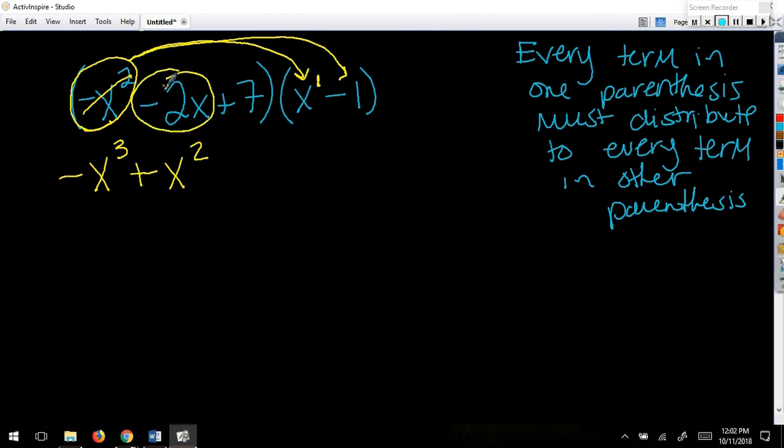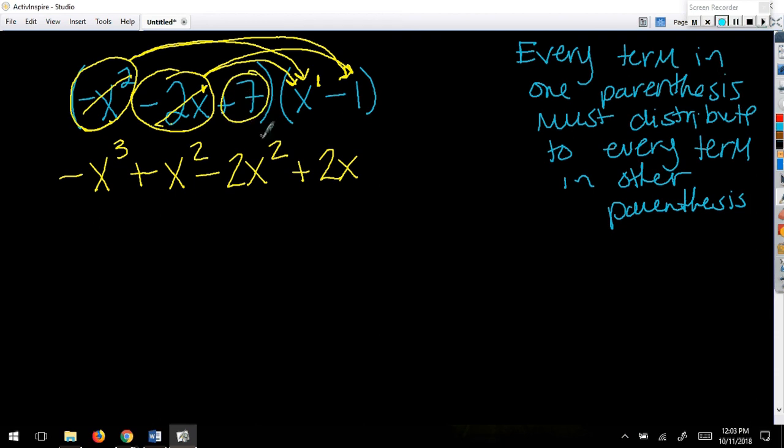Now I can move on to the negative 2x. So negative 2x times x would be negative 2x squared. Again, don't forget that little 1. And a negative times a negative is a positive, so negative 2x times negative 1 would be positive 2x. Now I'm done with that term. Last one is 7, so it distributes. 7 times x is 7x, and 7 times negative 1 is negative 7.